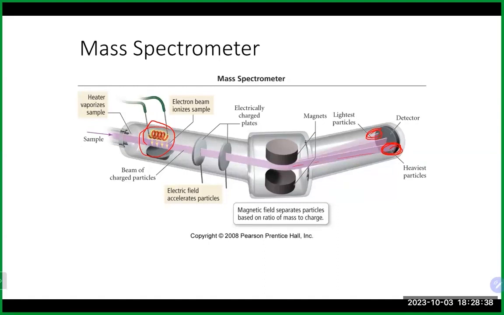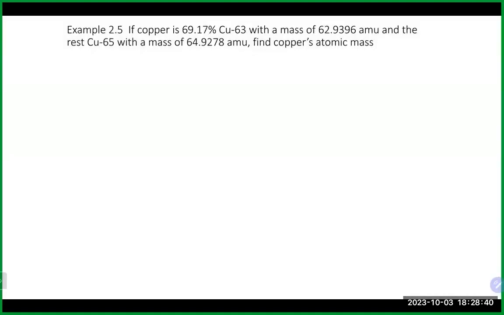So why don't you try this one? If copper is 69.17%, copper 63, and has a mass of 62.9396, and copper 65 has a mass of 64.9278.